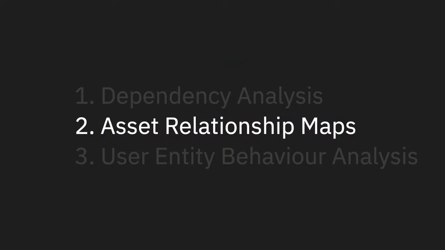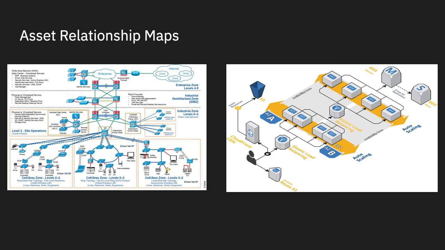The next use case I'll look at is asset relationship maps. Visio is the de facto tool for building network diagrams manually. That's what's used on the left. The right is a modern alternative that's a web app. The problem with this approach is that by the time you've drawn your intricate map of connections, it's likely to be already out of date.